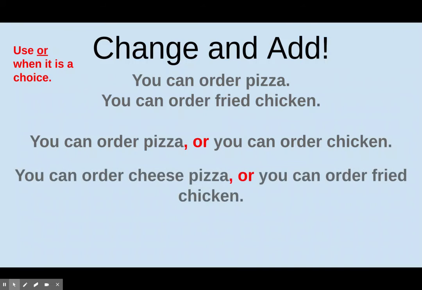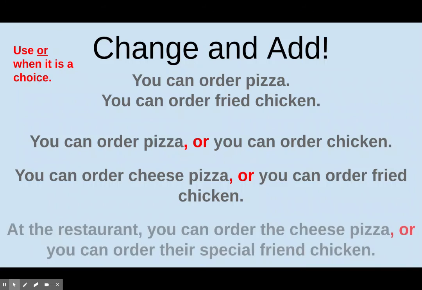Now, this is where I put the adjectives in. You can order cheese pizza or you can order fried chicken. Do you see how this is better? Because you don't know what kind of pizza, you don't know what kind of chicken that they're ordering. And here you're getting more and more specific and more clear and painting that picture in your reader's mind. And then the wow sentence is, at the restaurant, you can order the cheese pizza or you can order their special fried chicken.